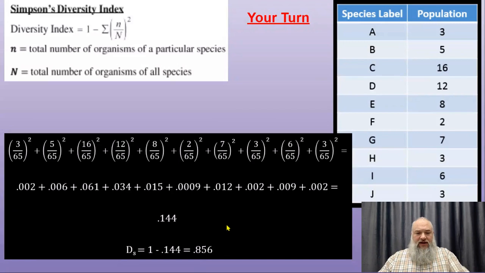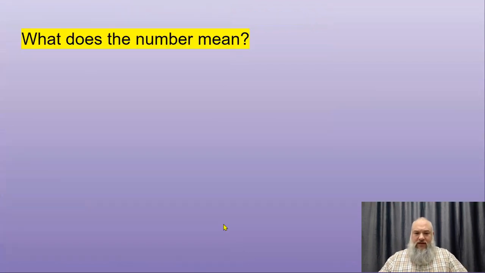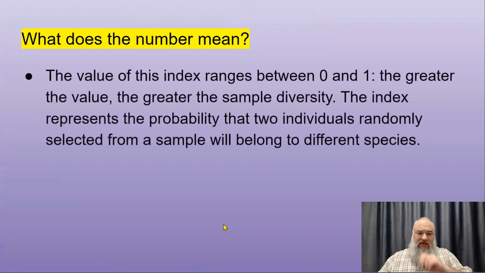Okay. If you need to take a longer look at this, pause it. Otherwise, I'm going to move on. So what does that number mean? The value of the index ranges between 0 and 1. The greater the value, the bigger the number, the greater the sample diversity.